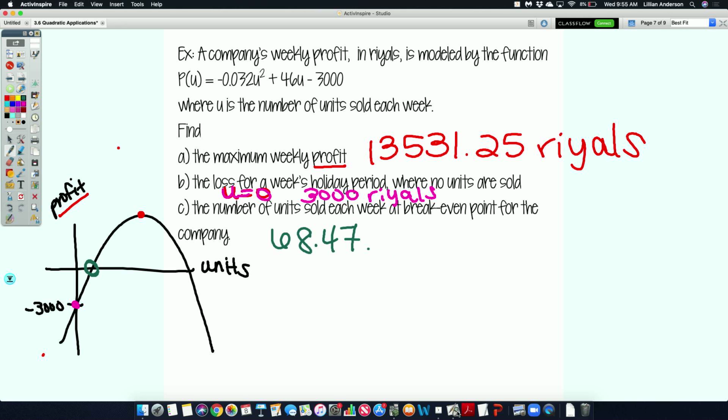But I got a question. Can I have 68.47 units? No. So how many units will need to be sold in order for them to break even actually? 69.